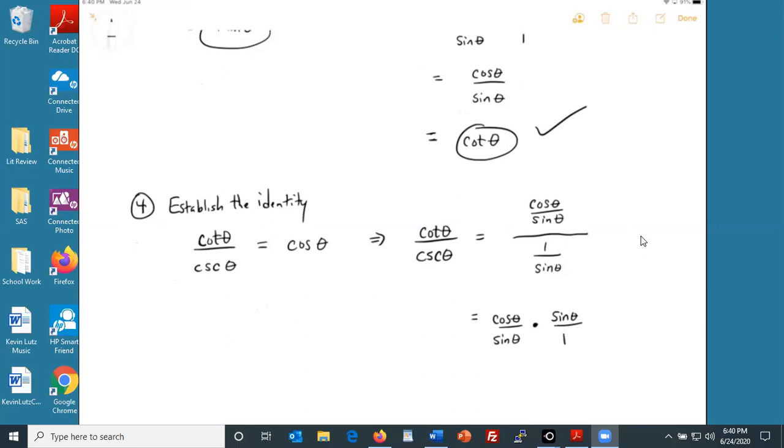Now, if you do that, you can see the sines are going to cancel out. And then what's left is cosine over 1, which is cosine. What we wish to show, right? Because that's what we wanted from here.